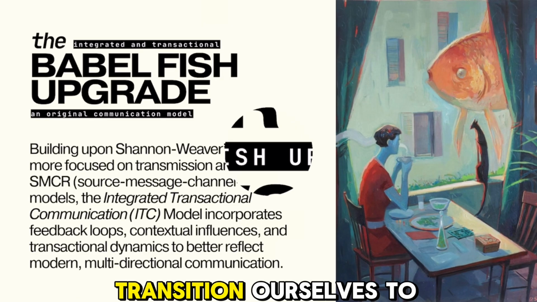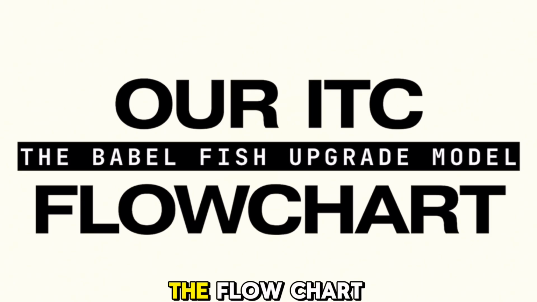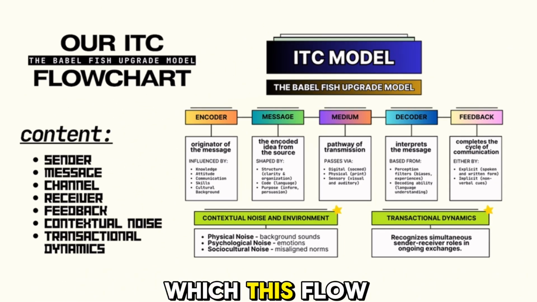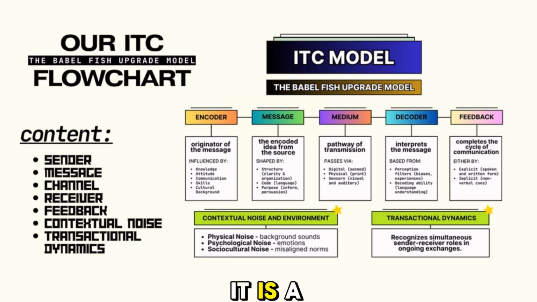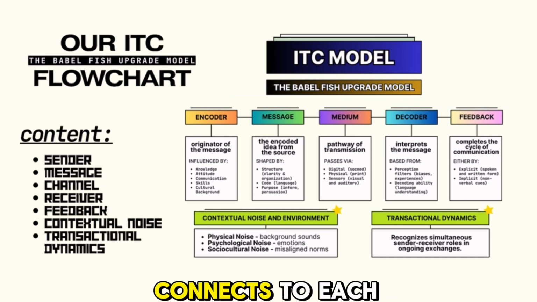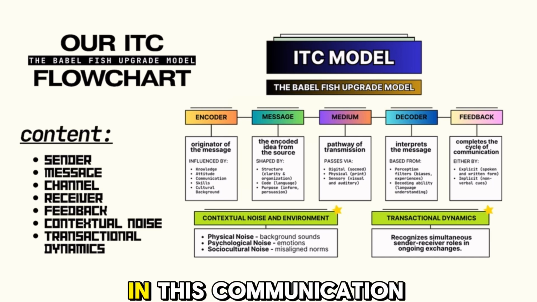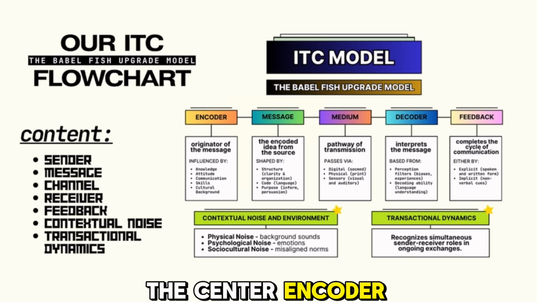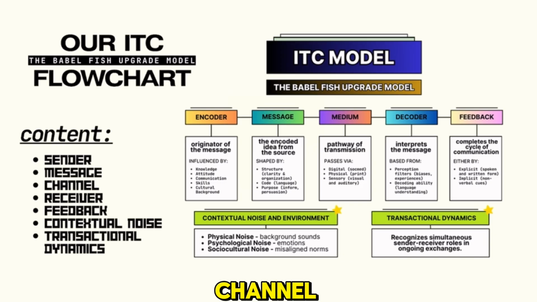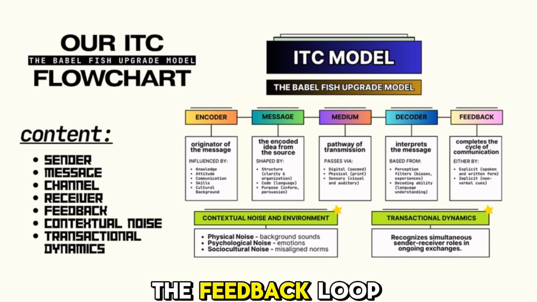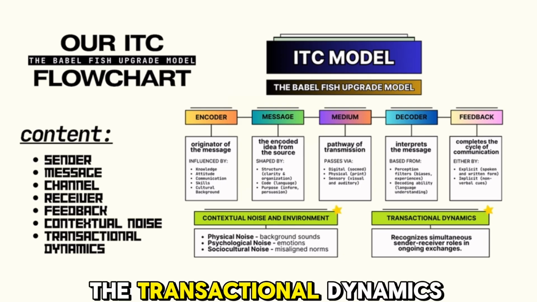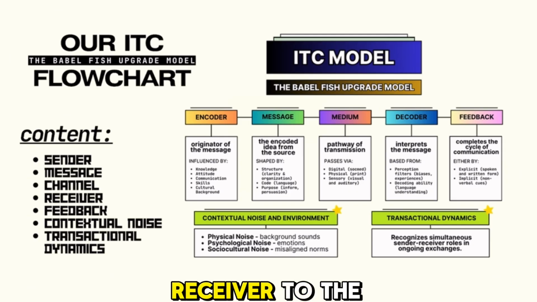Now, let us transition ourselves to discuss the flowchart of our integrated transactional communication model, which isn't just a straight line. It is a dynamic cycle where every element connects to each other and feeds into the next. In this communication model, we first follow the sender encoder, the message, the channel, the receiver decoder, the feedback loop, the contextual noise that surrounds all of the cycle, and lastly, the transactional dynamics, which is sent back from the receiver to the sender.